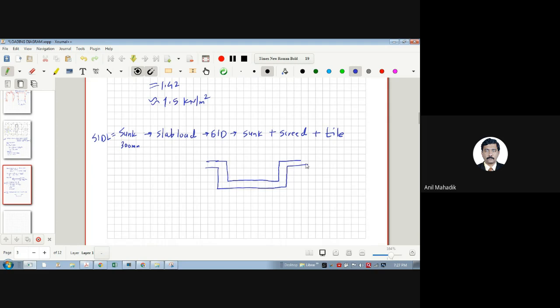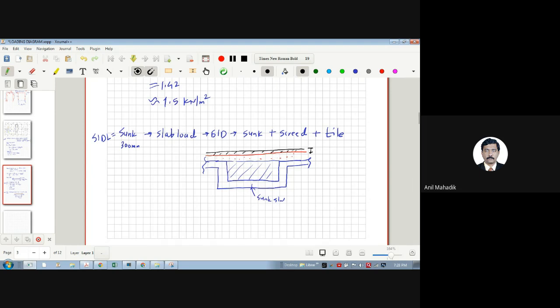So this is a sunk slab. We are interested in calculating the load on this slab. There is a sunk material over here, then we have a screed over that, and then we have a tile over that.